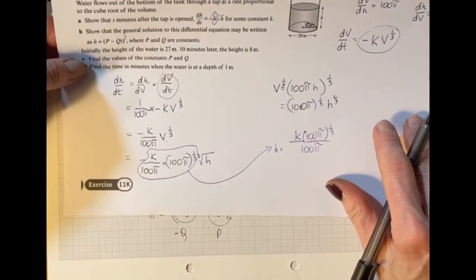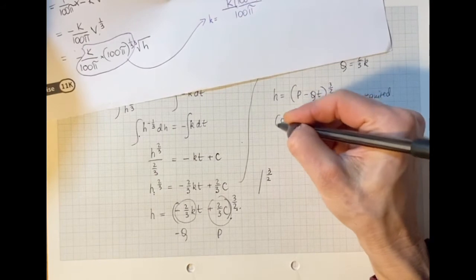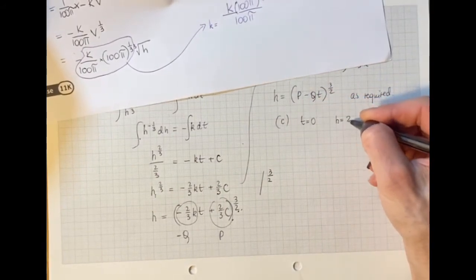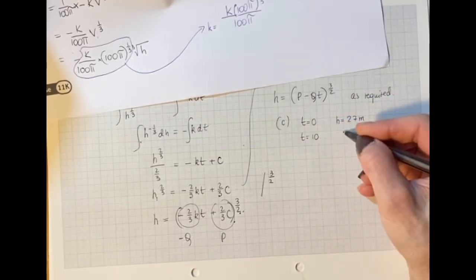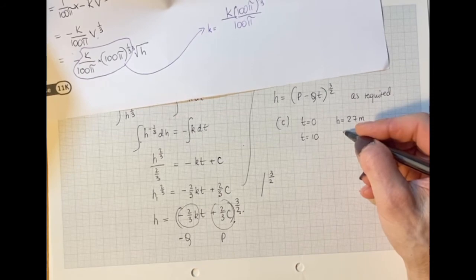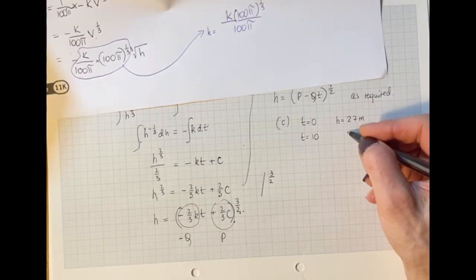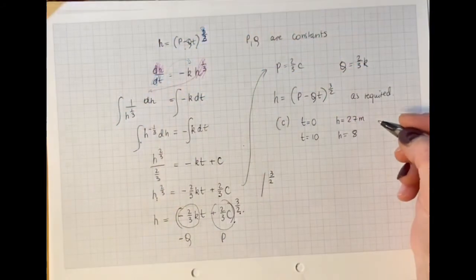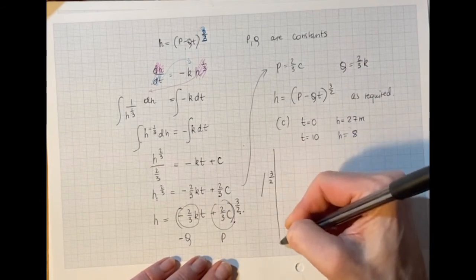Okay, in part C we are told that initially the height of the water is, so t is equal to 0, h is equal to 27 meters. And then 10 minutes later, so then t is equal to 10, because we are all measured in minutes, I think. Yeah, must be. And h is equal to 8. Find the values of constants p and q. So we're just ready to substitute these values into the formula.